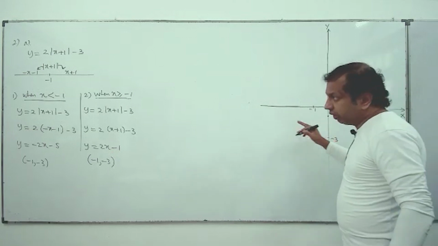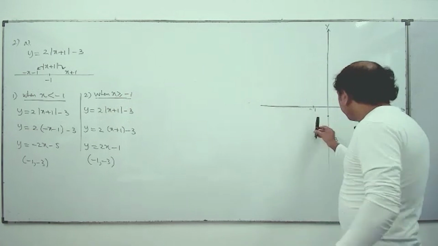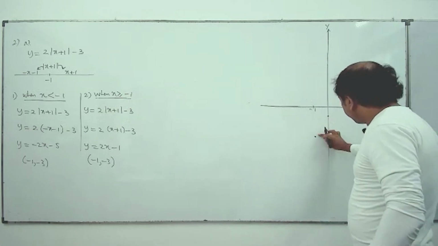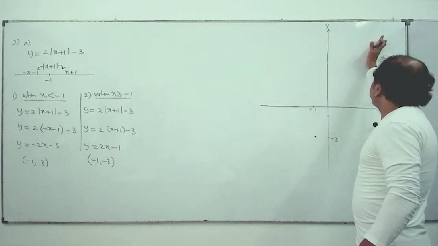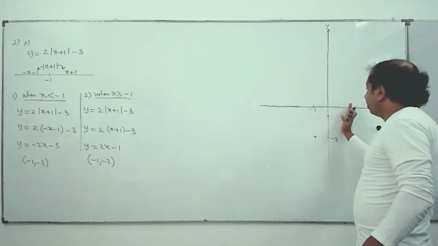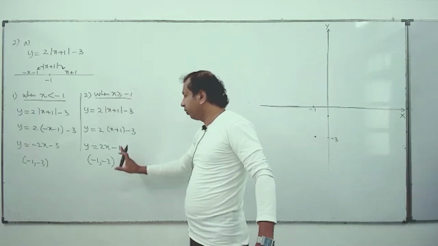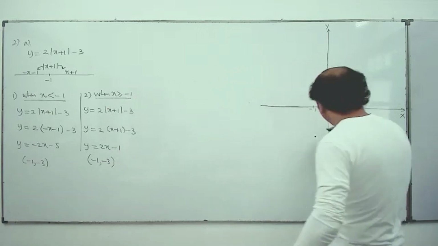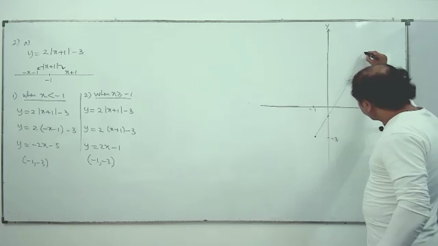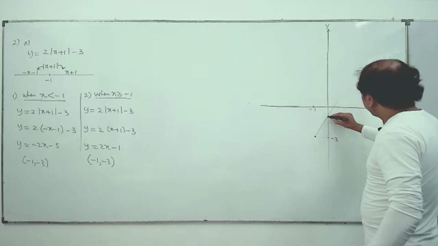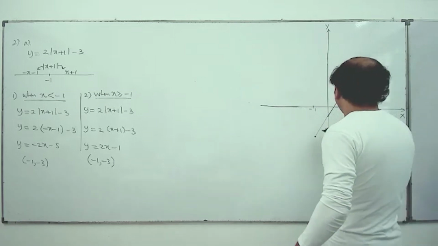Now, since we need the line on the right of minus 1, join these 2 points and produce the line only in this direction, because x greater than or equal to minus 1 means on the right of minus 1 only. We must do it like this. This is that one.